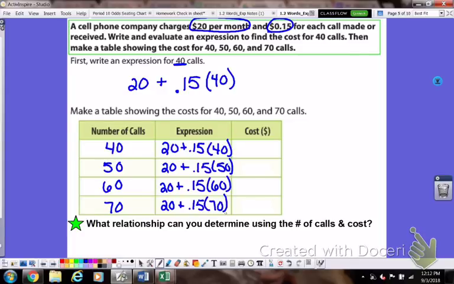And if we take a moment and find the cost, you can either do it by hand, or if you have a calculator, you are able to put this in your calculator. Our cost for 40 calls, if we evaluate, that would be $26. Make sure we label. Our cost for 50 calls is $27.50. 60 calls would be $29. And 70 calls would be $30.50.